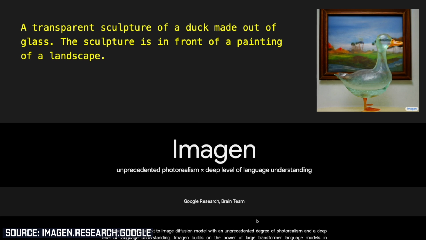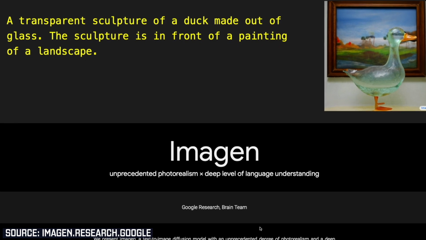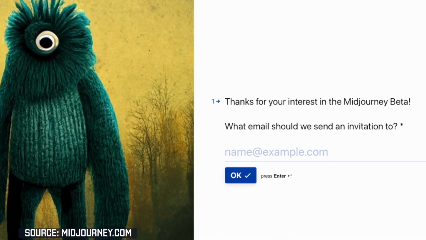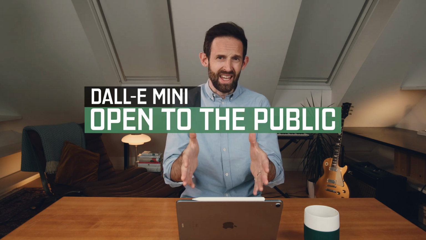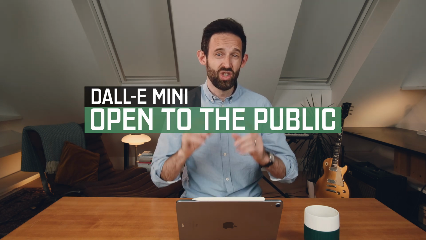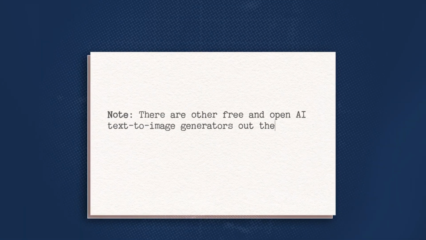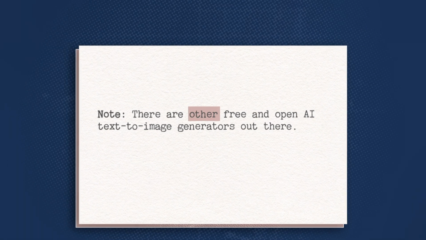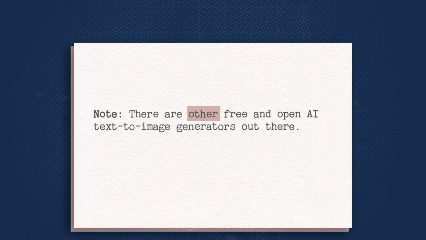The same goes for other AI text-to-image generators such as Google Brain's Imagen and Midjourney. Why, you might ask? That's a really good question, and we'll return to that in a moment. By contrast, DALL-E Mini is openly available for you to try right now. There are other free and open AI text-to-image generators out there. DALL-E Mini just happens to be the most famous one that's open to anyone to use that's gone viral.